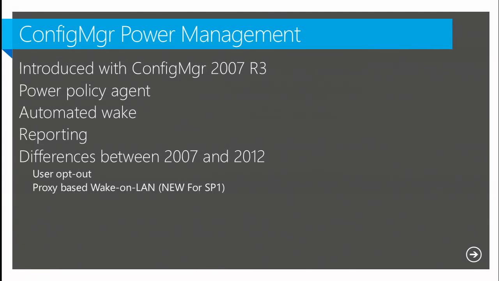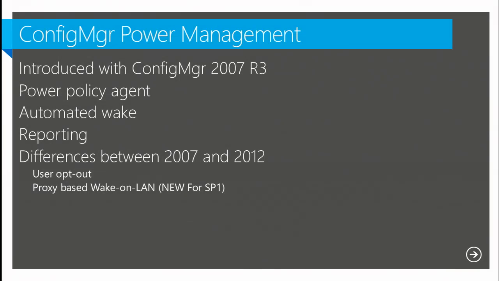The second component of it is an automatic wake service. So automatic wake for advertisements or software deployments prior to their start times. Same thing with software updates. Required start time, making sure that systems are powered on before their mandatory required times. And then there's a reporting component to show how successful or unsuccessful you are with power management with Config Manager, both 2007 and 2012. So most of the content I'll be talking about today is relevant for both 2007 R3 and 2012.